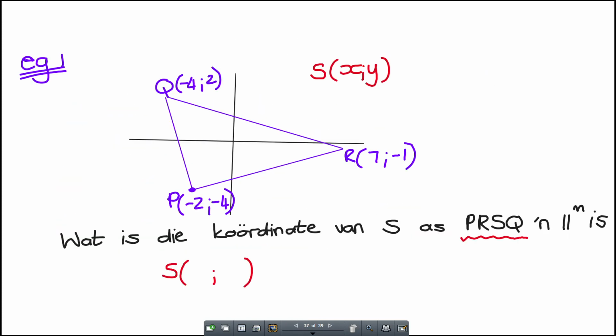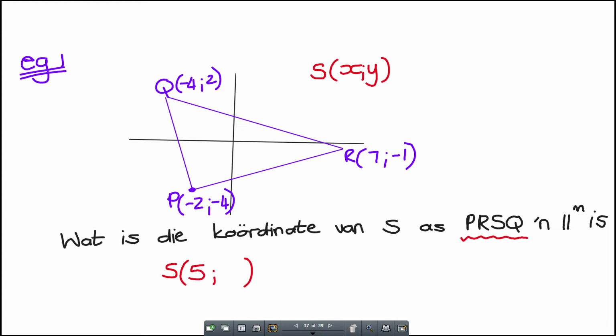Let's just finish this one first. Right, so I'm asking what's the coordinates of S. You would see that if PR and QS is supposed to be the same. Nee. En dan wat gaan ek kry om daai afstand? Ek gaan kyk na die x-waardes, because that's the closest to the horizontal line. So -2 to 7 means that it's 9 units. So at the top, from -4, 9 units onwards, gaan vir my gee 5.